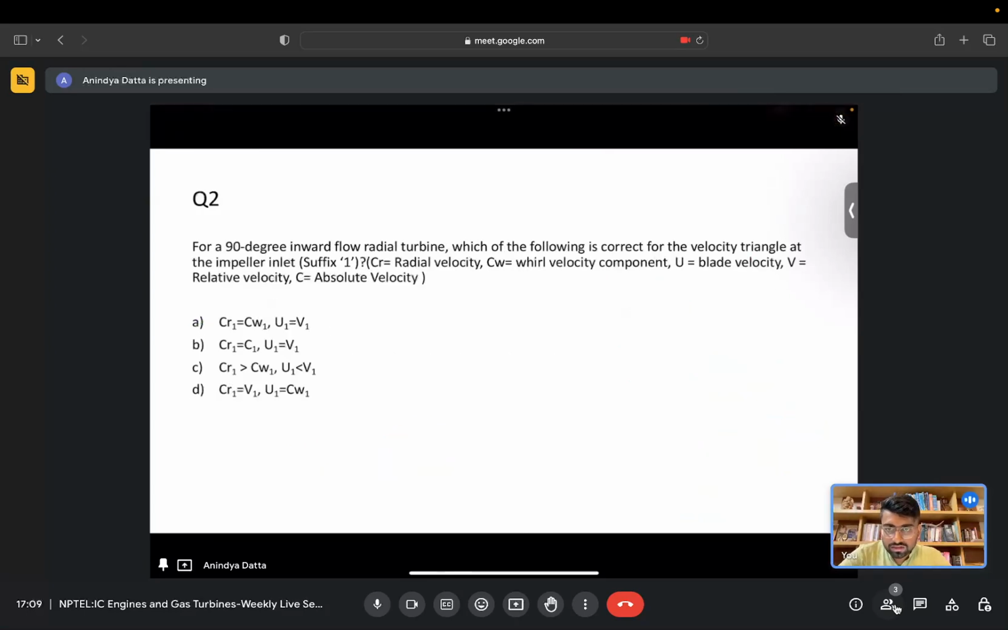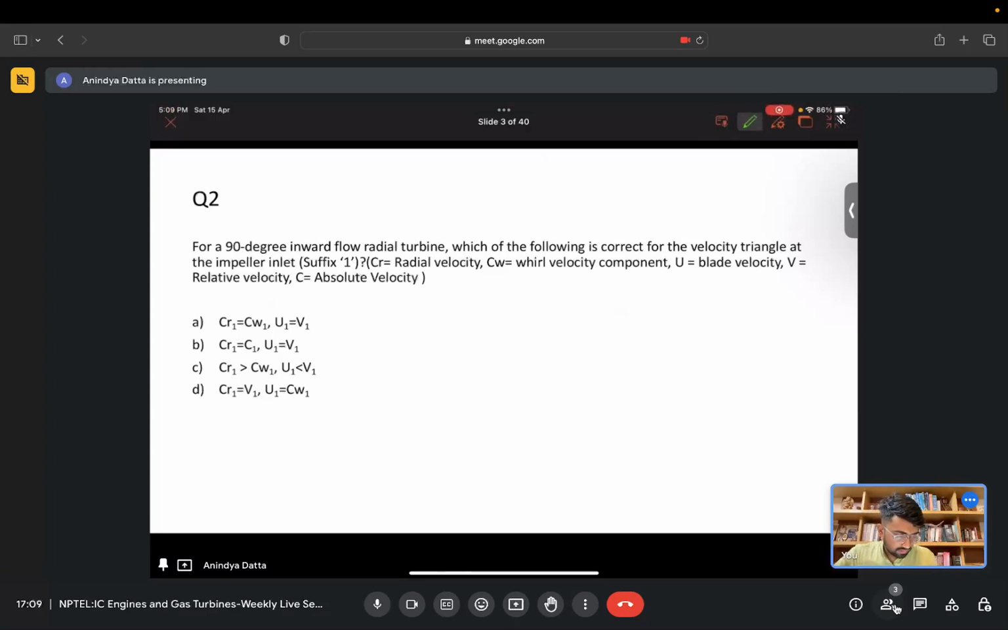Question number 2 is, for a 90-degree inward flow radial turbine, which of the following is correct for the velocity triangle at impeller inlet? Given that the impeller inlet is denoted as suffix 1, CR is the radial velocity component, CW is the whirl velocity component, U is the blade velocity, V is the relative velocity, and C is the absolute velocity. Now if I try to draw a schematic of this, this is, let's say, our nozzle ring.